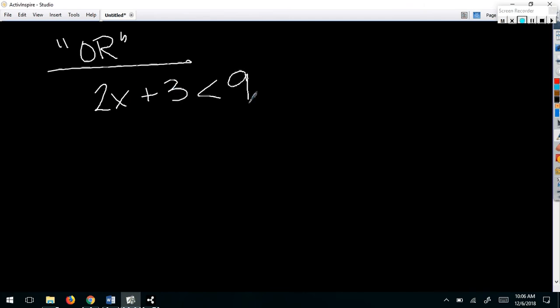Okay? All right. Everybody recording again. All right, or inequalities. So, Zamora asked you a good question. She said, how do you know if it's and or or? If it's or, it's going to actually have the word or in it. It's going to look like this. 2x plus 3 is less than 9, or 3x minus 6 is greater than 12. Okay? See the word or? That's how I know it's an or.